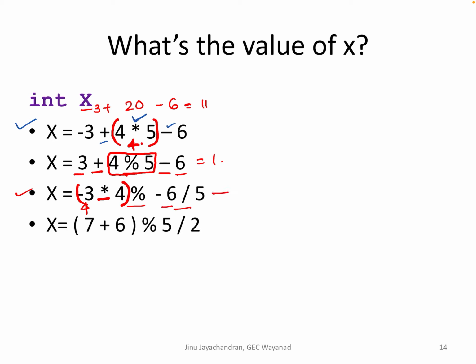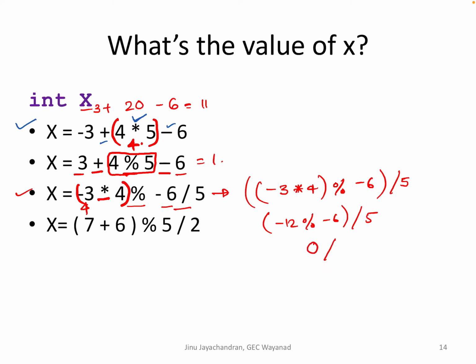So basically this is written as minus 3 into 4 percentage minus 6 divided by 5. So this is minus 12 percentage minus 6 divided by 5. The remainder when minus 12 is divided by minus 6 is 0. 0 by 5 is equal to 0. So that's your answer. X equal to 0.